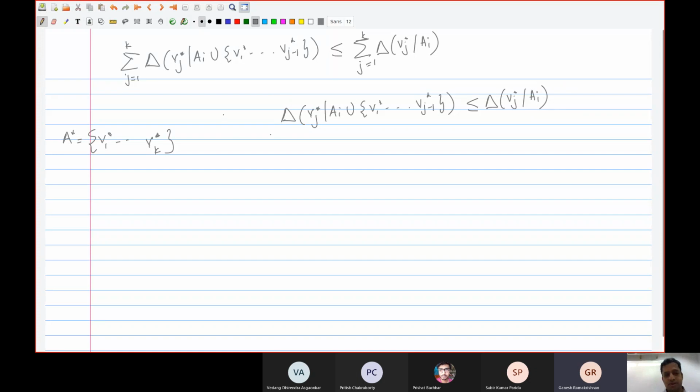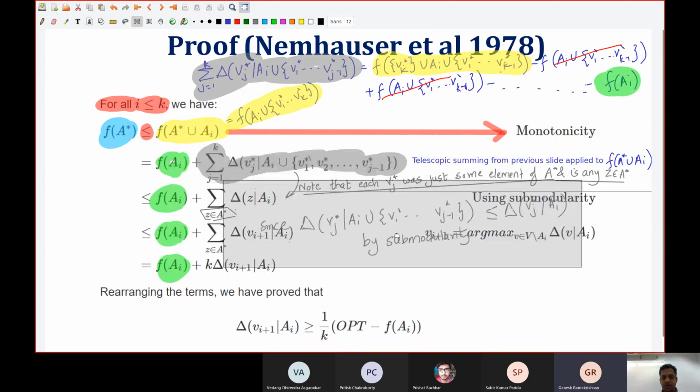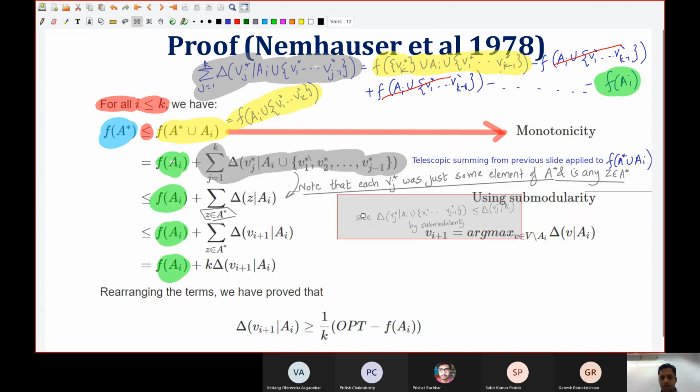Right? So since this holds by submodularity. Is this clear? That's what I was trying to show here. Using submodularity, when we say this holds by submodularity, I'm just making a note here.